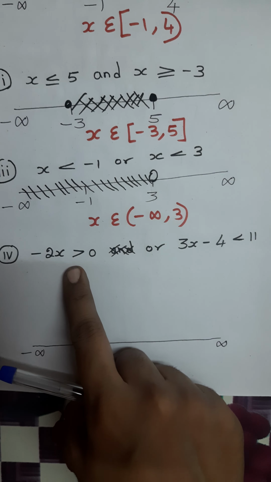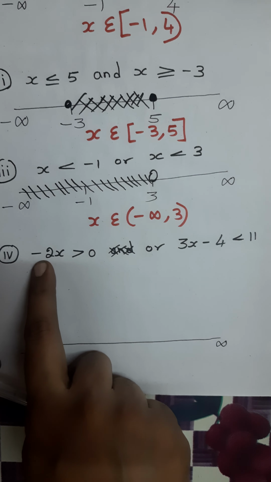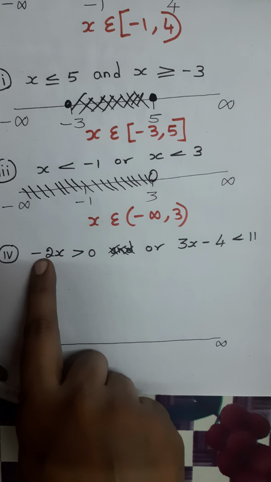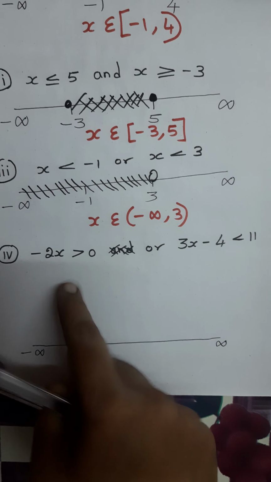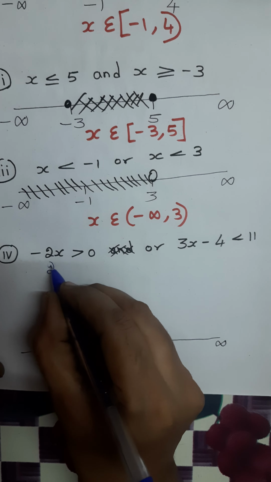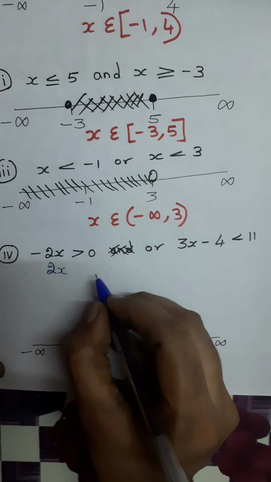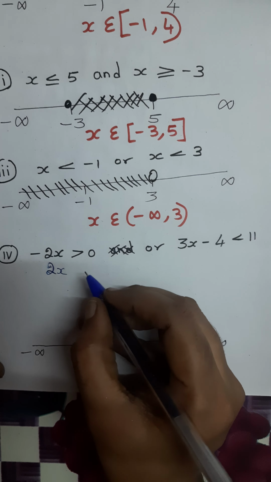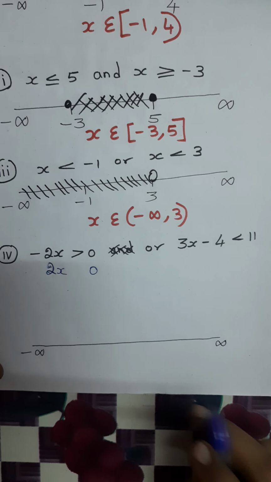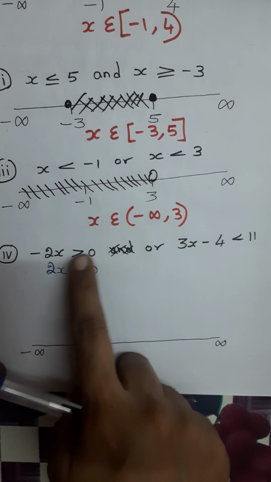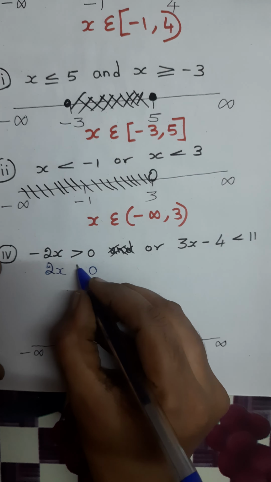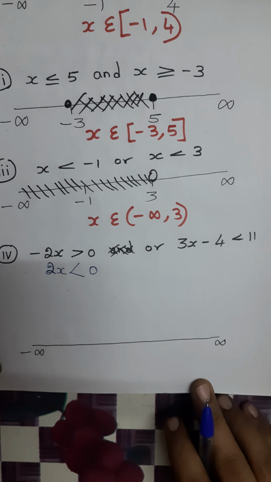Let us see the fourth subdivision. Minus 2x is less than 0. We can see we have a negative sign here, so the very first work is to remove this negative sign. Let me multiply this inequality with minus sign. When I multiply 0 with minus sign, it is going to be 0 only, because 0 is neither positive nor negative. But when I multiply with minus sign, the direction of the inequality should change. So I will have now 2x is less than 0.